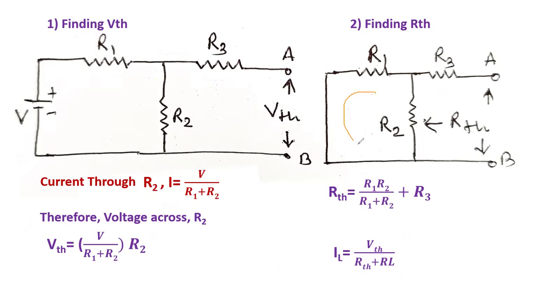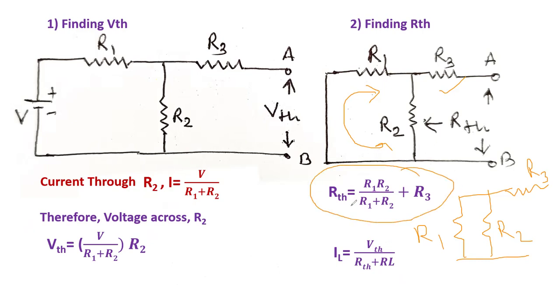Now this R1 and R2 are in parallel. This is R1, this is R2, and R3 is connected here. So R1, R2 is in parallel and this R3 is in series. So RTH equals R1 multiplied by R2 over R1 plus R2, plus R3, because this R3 is in series. If we calculate that, we will find the value of RTH.